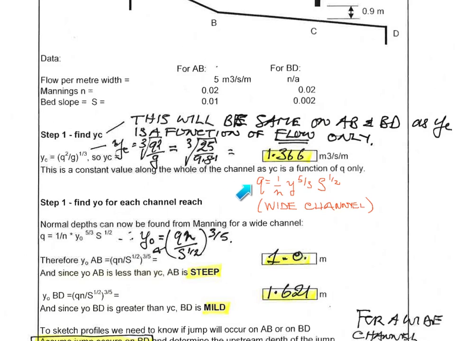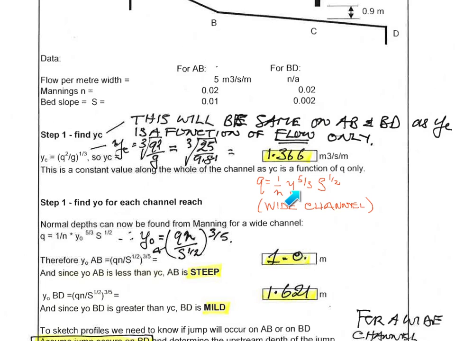Now we also need to remember that for a wide channel, which is what we're given here, we can write Manning's equation in terms of the flow per metre width as 1 upon n y to the 5/3 s to the half. In other words, we're making an assumption that the hydraulic radius is equal to y, and of course the area of the channel is y times 1. So we have 1 upon n y to the 5/3 s to the half.